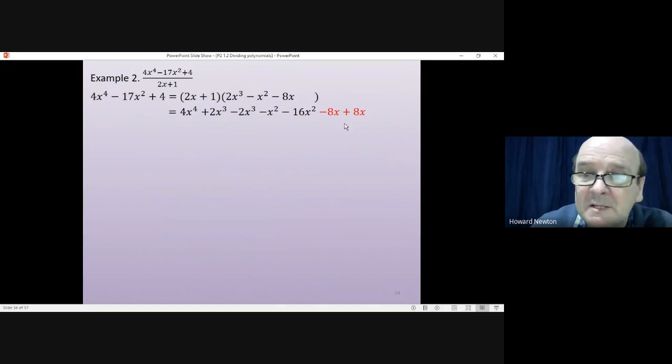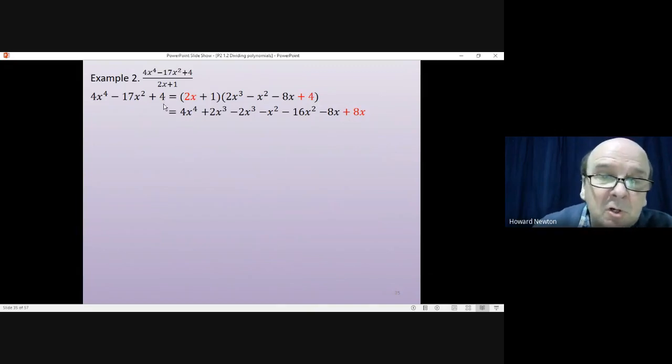And then the last thing you need to do is say, well, how am I going to get that plus 8x? 2x times by what would give me the plus 8x? Well, 2x times by 4. That would give me plus 8x. Now the x's are sorted. On the left-hand side, I haven't got any. On the right-hand side, I'm going to get minus 8 plus 8, so I won't get any there either.